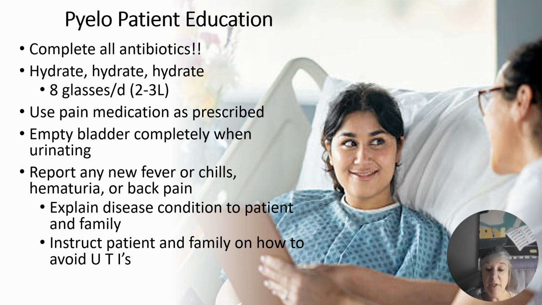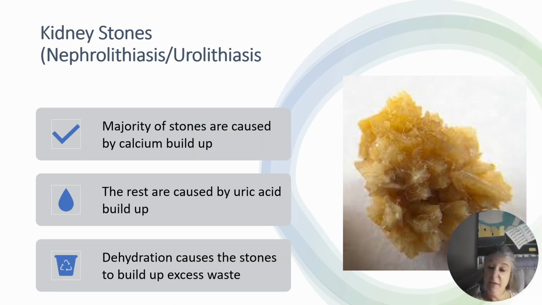And then we're going to do education about how to avoid UTIs, right? Because pyelo starts as a UTI. So if we can avoid UTIs, we are going to be able to avoid pyelo. Problem solved. All right, kidney stones.